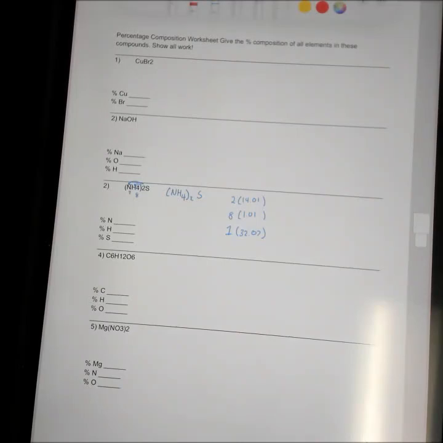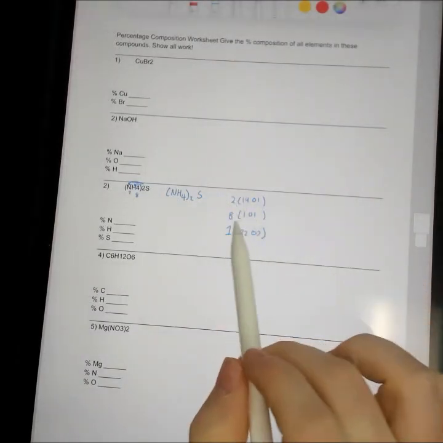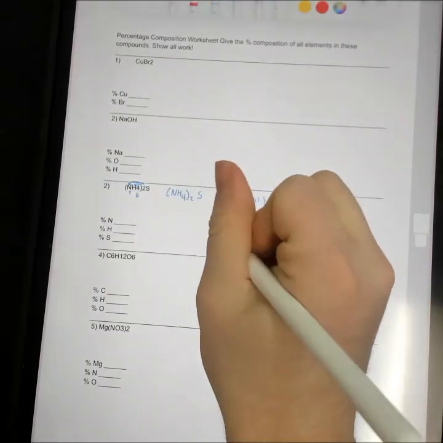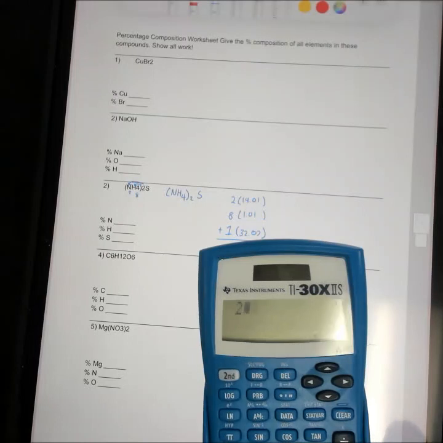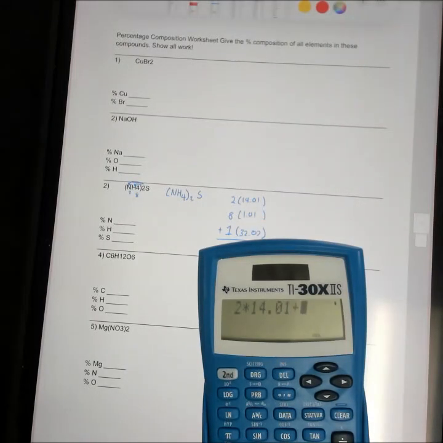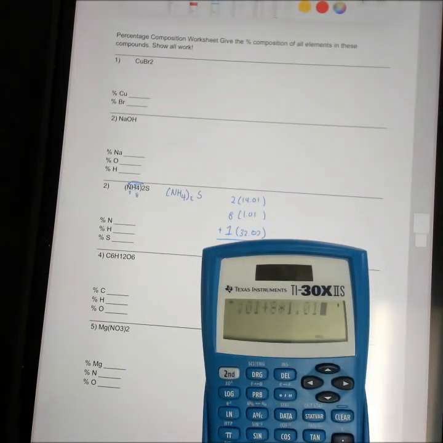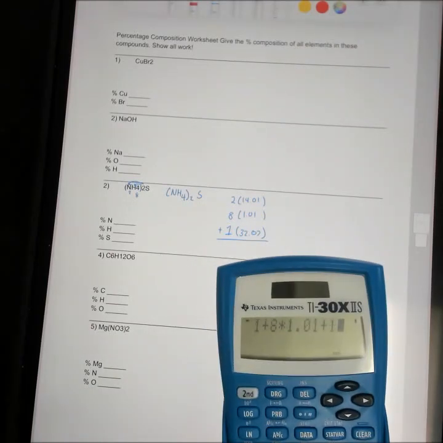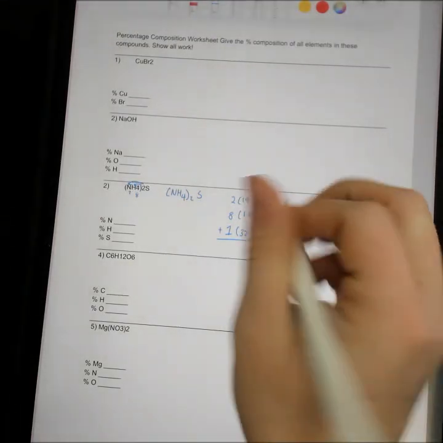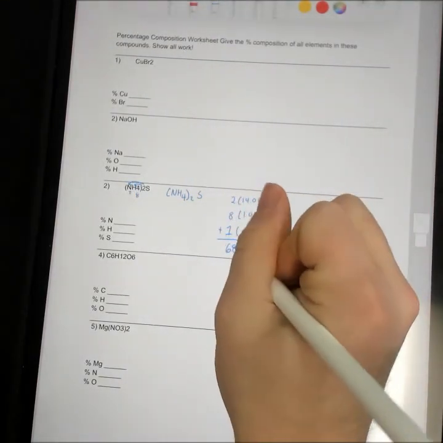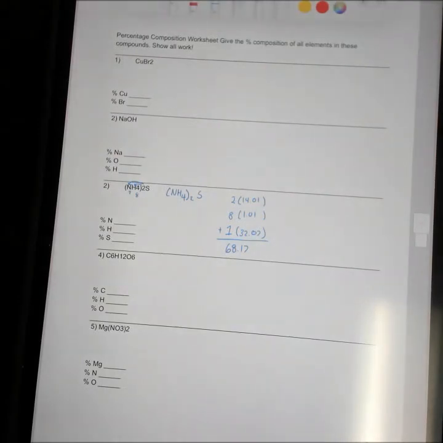Then I take them and multiply and add them all together. Remember, I'm multiplying through the parentheses to add them all together. So I got 2 times 14.01 plus 8 times 1.01 plus 1 times 32.07. And my total mass is 68.17. So this is just part 1. We find the total.